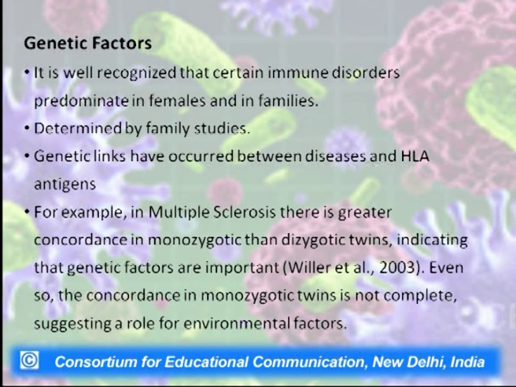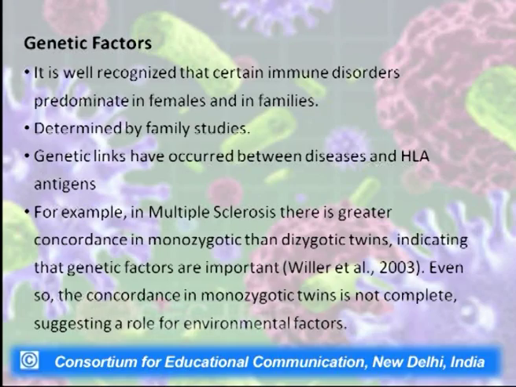Now, for example, in multiple sclerosis, there is a greater concordance in monozygotic than dizygotic twins. Please understand, the monozygotic twin is coming from a single zygote. Now, these twins, if one is afflicted with a particular disease, the second is also afflicted with the same disease, thus indicating that genetic factors are very important. However, here this concordance in monozygotic twins is not absolute, it is not complete. That suggests that there might be a role for the environmental factors as well.